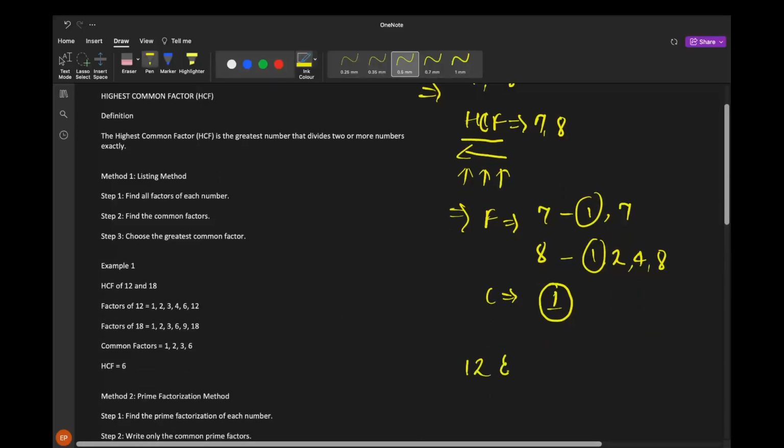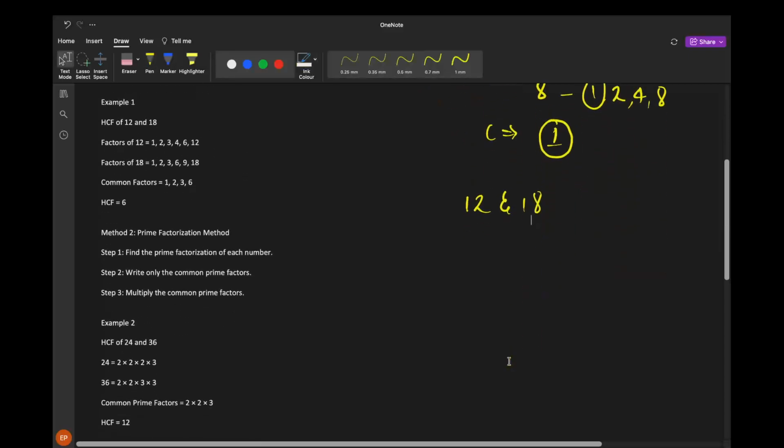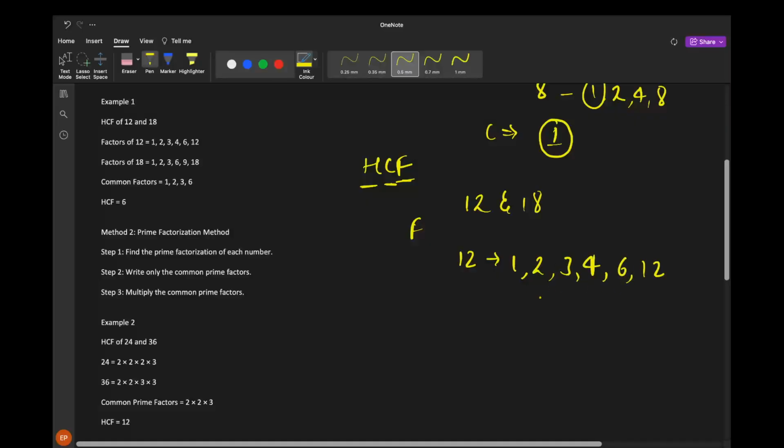12 and 18. Let me first find out the factors for 12 and 18. In HCF, first we have to find factors, then common factors, then we have to find highest common factor. So for 12, 1, 2, 3, 4, 6, 12. These are the factors. For 18, 1, 2, 3, 6, 9, 18.